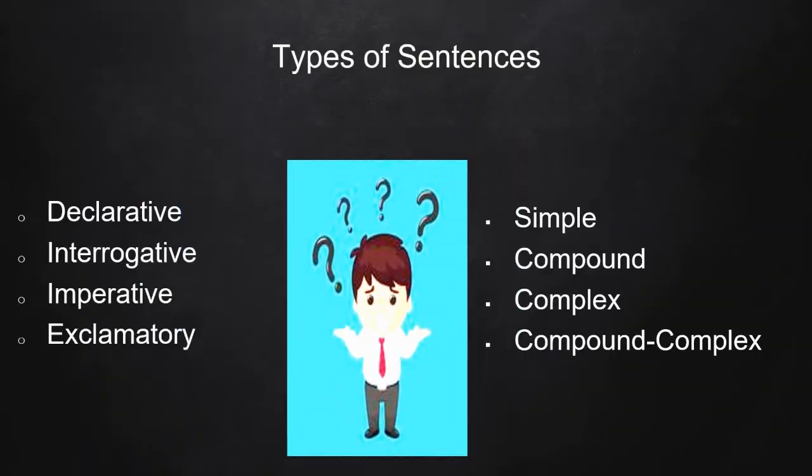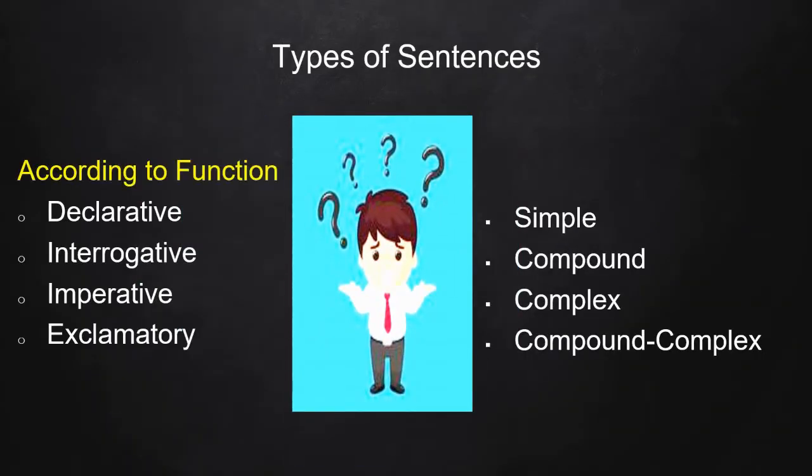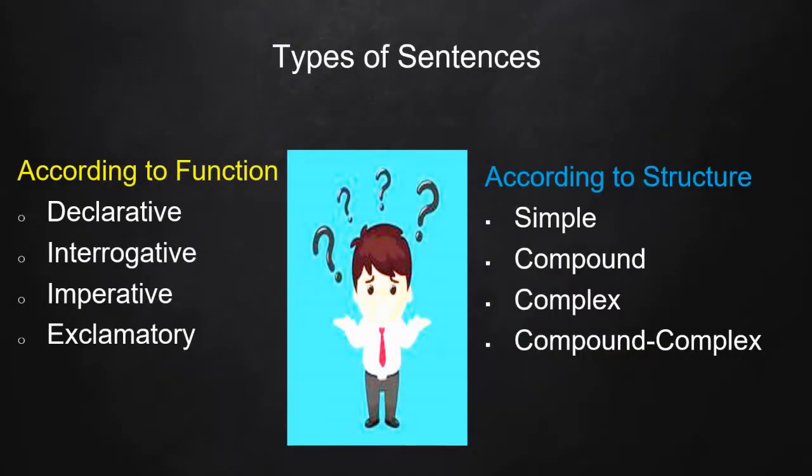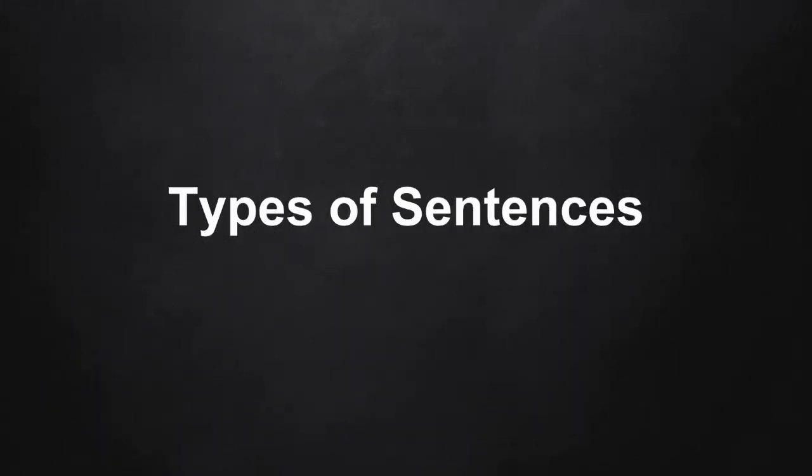Thank you, dear. Sure, we will talk about types of sentences today. Do you know? Students used to get confused about types of sentences. There is confusion between functions and structure of sentence. Grammarians divide sentences into two categories. One type of sentences is according to function, and the other is according to structure. So, we are going to discuss only types of sentences according to function today. Let's start it.